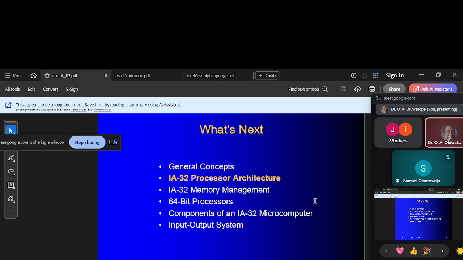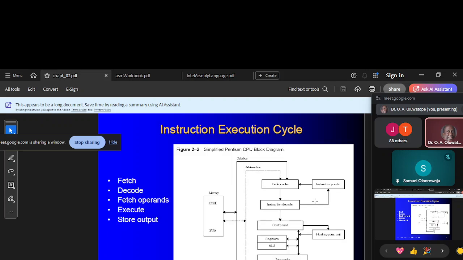Again, now let's move on to the instruction set 32 processor architecture. So let's look at the 32-bit processor architecture. In a typical instruction set 32 processor, we are interested in the cycle of instruction execution. What do I mean by that? What is a cycle? How is a typical instruction executed from start to end?